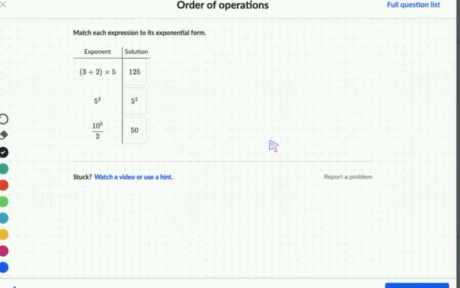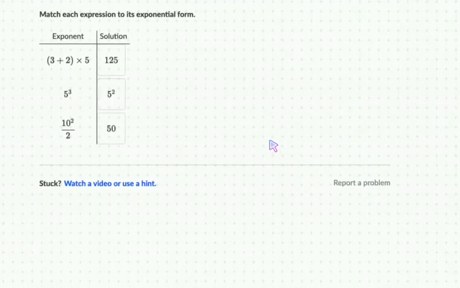All right, in this problem you have to match each expression to its exponential form. Go ahead and pause the video and try it on your own first.